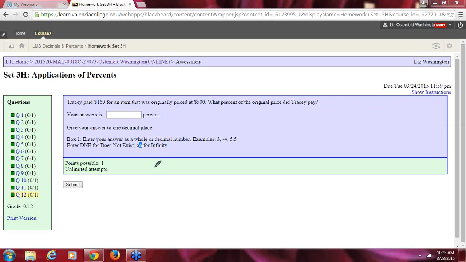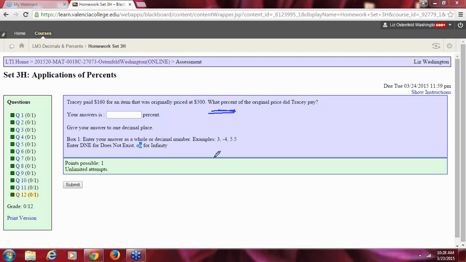Tracy paid $160 for an item that was originally priced at $500. Oh yeah, I wasn't answering the right question. I wasn't asking about the increased percent or the decreased percent. It was asking what percent. Look, I do it too. I gotta slow down and read the question. What percent of the original price did she pay?